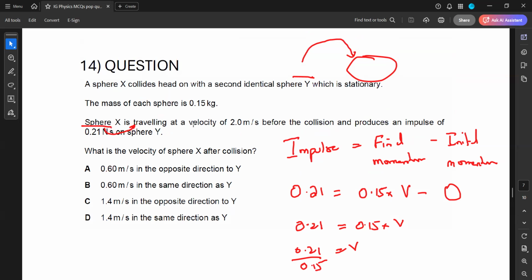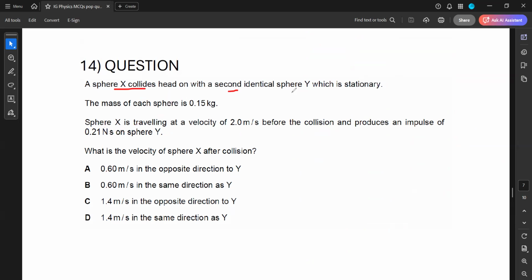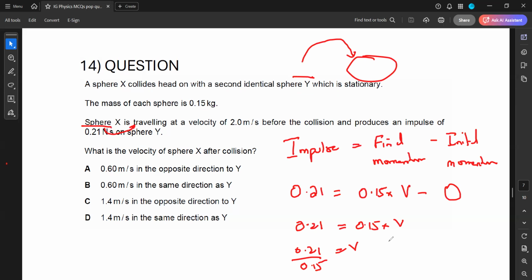I'll repeat the explanation for this. See, in question 14, a sphere X collides head on with a second identical sphere Y. The mass of each sphere is 0.15 kilogram. Sphere X is traveling at a speed of 2 meters per second before the collision and produces an impulse of 0.21 on sphere Y. What is the velocity of sphere X? This is the velocity we calculated for Y. When we use this formula, we got the velocity for Y. If we want the velocity for X after the collision, we use the same formula.